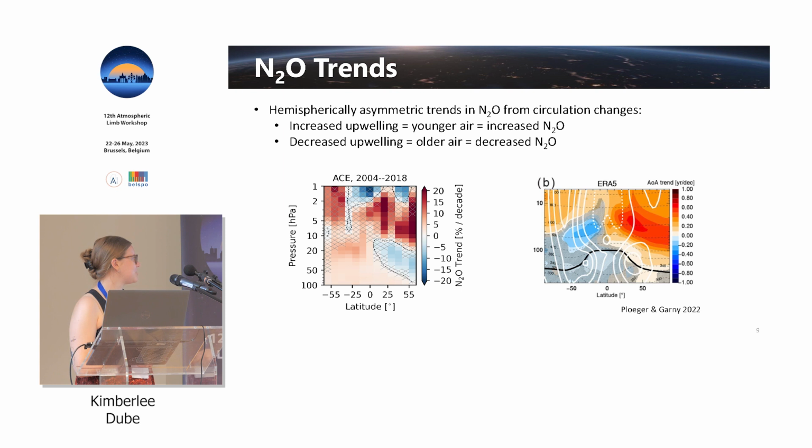So the other figure here shows the age of air trend from ERA5. And we see that the air is getting younger in the southern hemisphere and older in the northern hemisphere. So when the air is younger, we actually have more N2O because there's less time for the N2O to get converted to NOx, basically. And we have the opposite happening in the northern hemisphere, the air is not moving as quickly, so the N2O is getting destroyed.